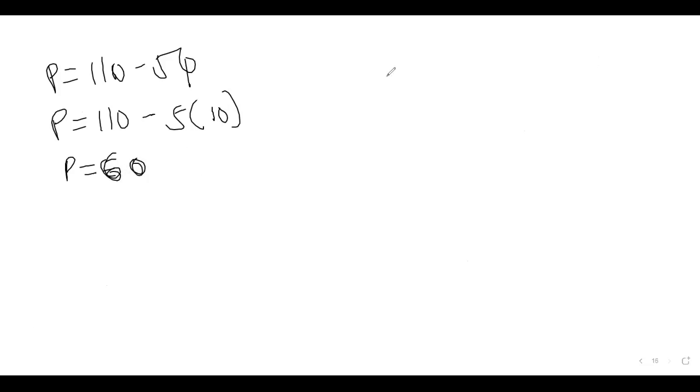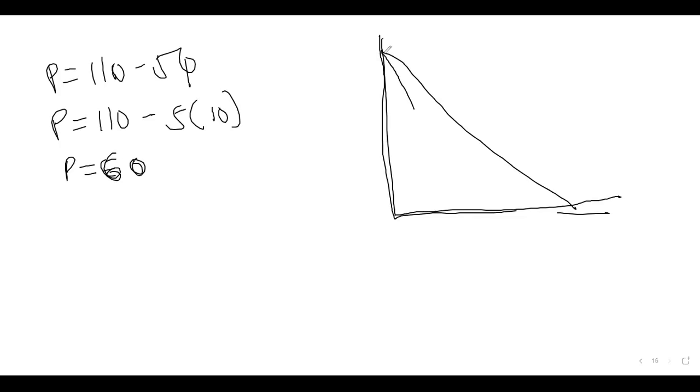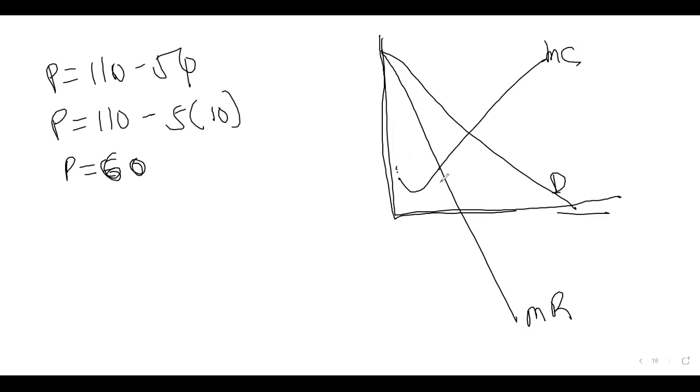We can illustrate this on a graph. Here we have our demand curve, our marginal revenue curve, and the marginal cost curve. This is marginal cost, this is marginal revenue, and this is the demand. The equilibrium quantity is where marginal cost is equal to marginal revenue. The equilibrium quantity was 10.